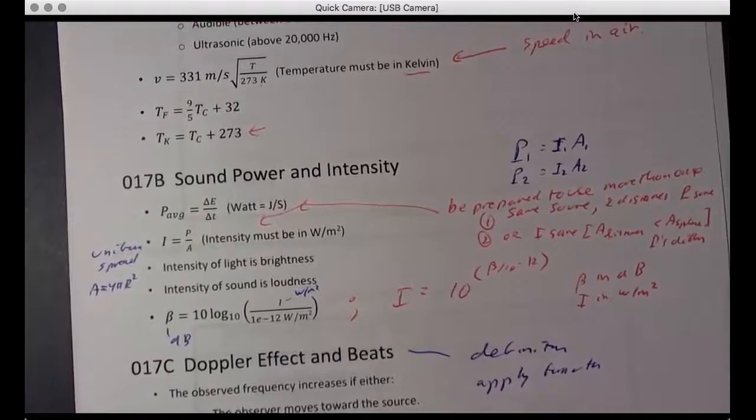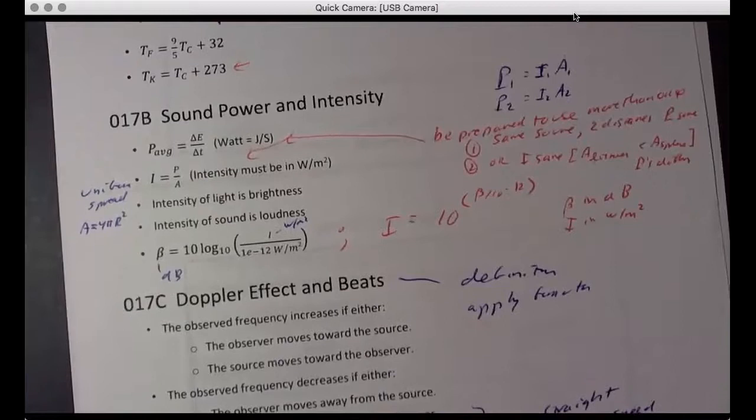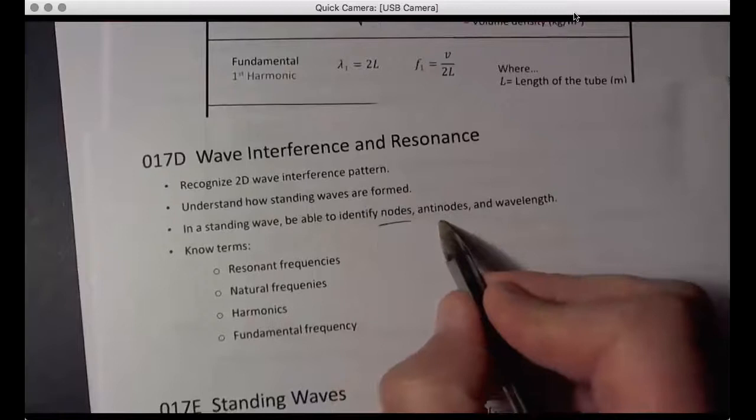For beats, you know, again, it's a plug-in. Wave interference and resonance: you've got nodes, antinodes. Note how to identify them. They happen at resonance.